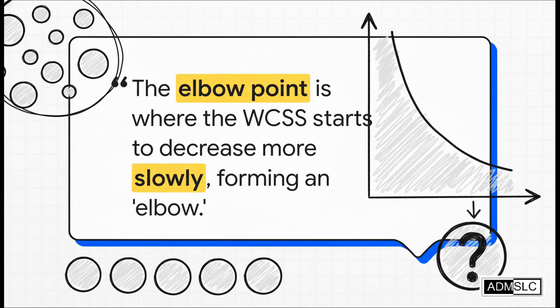But we can't just keep adding clusters forever because that wouldn't tell us anything. We're looking for the point of diminishing returns. We're looking for what's called the elbow point. It's that spot on the graph where the score stops dropping so fast and starts to level off, forming a shape that looks kind of like an elbow.